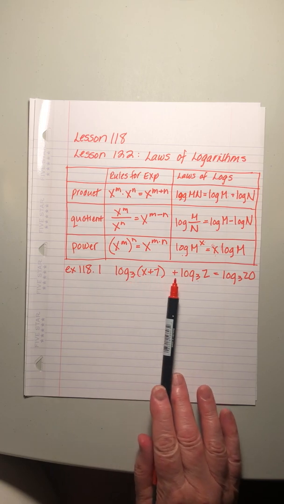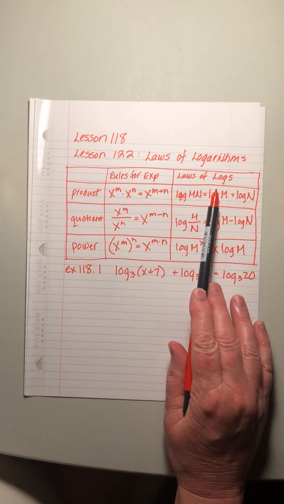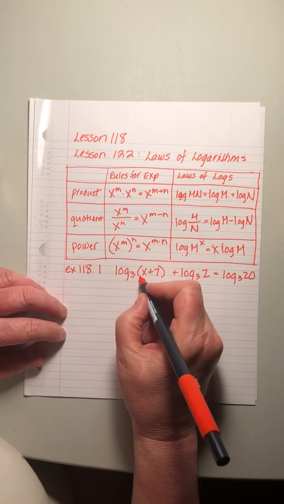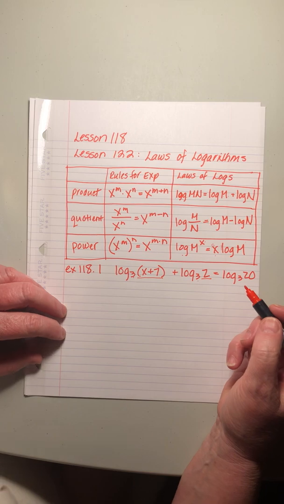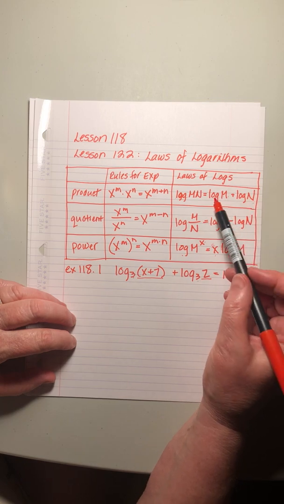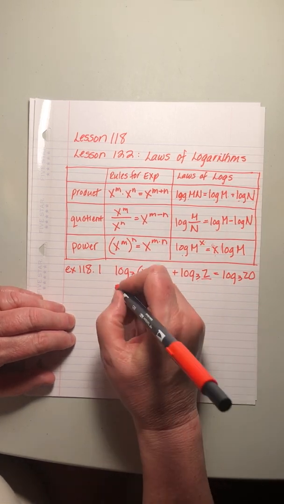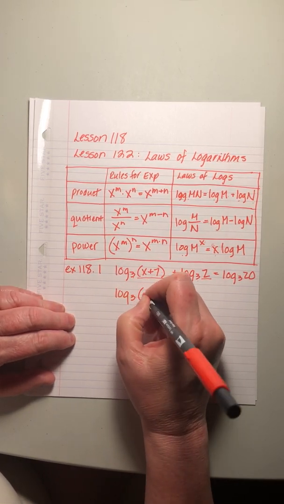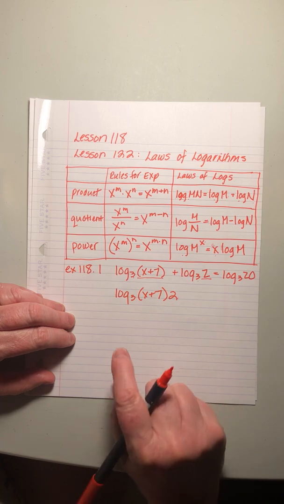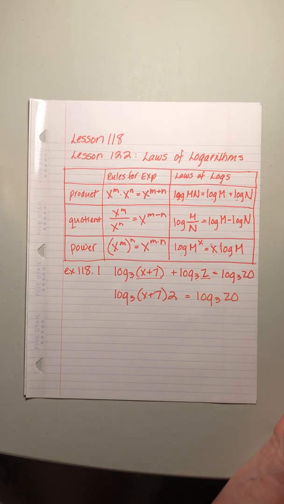What we do when we look at this is we recognize, oh, look, we're adding these two logs. That means we can use this law of logarithms, right? Here's where we're adding, to multiply them together. This part of the expression is called the argument. This says that if you're adding two logs, you're allowed to multiply the arguments and write them as a single one. So we can rewrite this as log base 3 of (x plus 7) times 2. I could have written the 2 first, but I just left it like that. Equals log base 3 of 20.